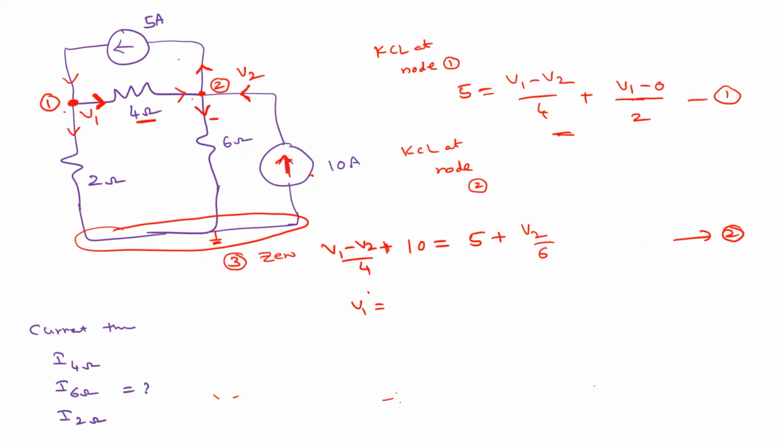Yeah. So now tell me what are V1 and V2. Let's calculate V1 and V2. V2 is 20 volts. V1 is 40 by 3. 40 by 3, sir. Okay. Right? I'm erasing all these.